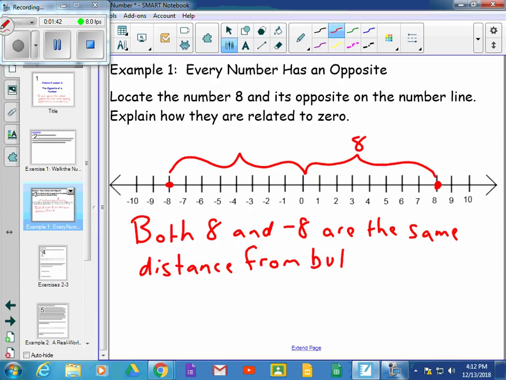But they're on opposite sides of 0. 8 is to the right, and -8 is to the left. That's what defines an opposite: 2 points that are the same distance from 0 on the number line, but in opposite directions.